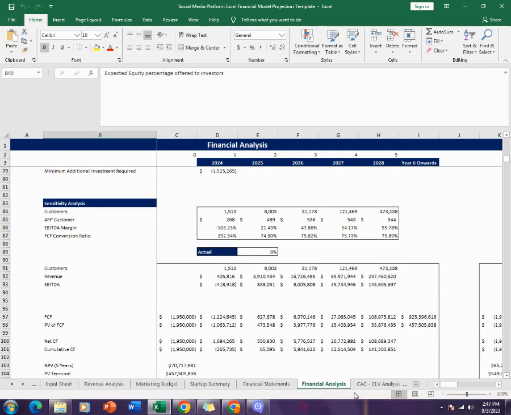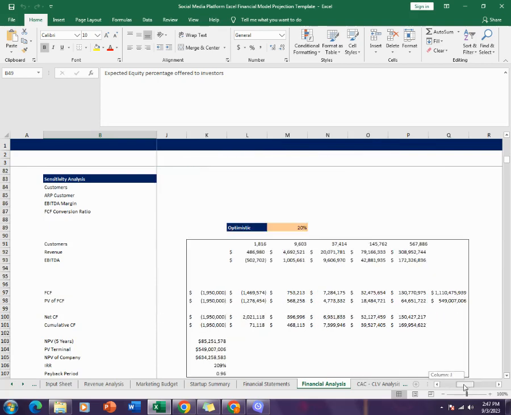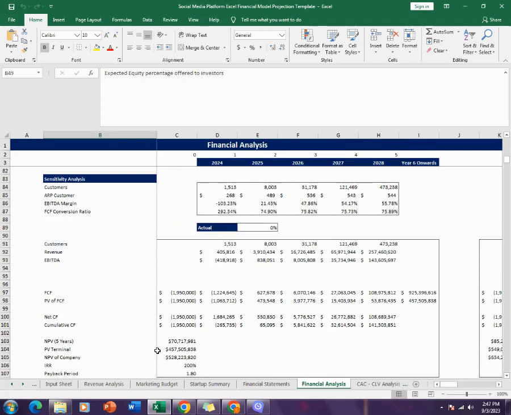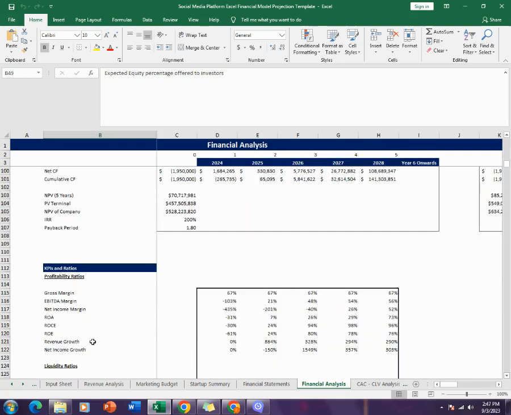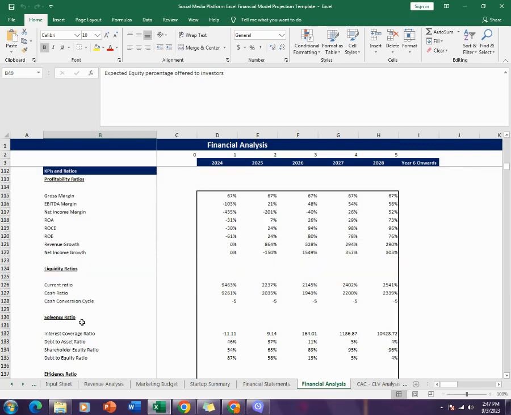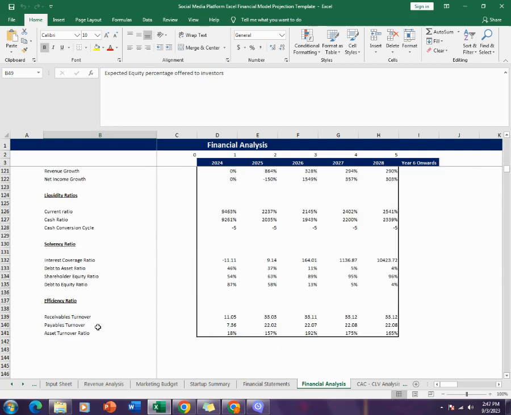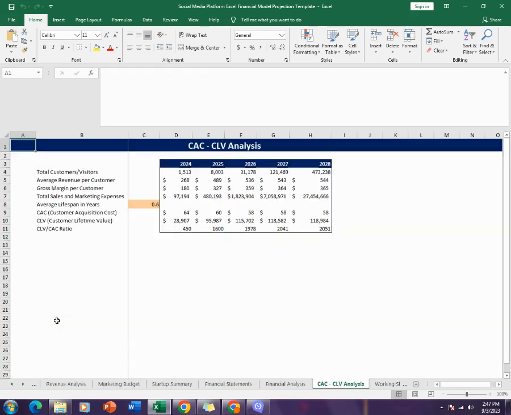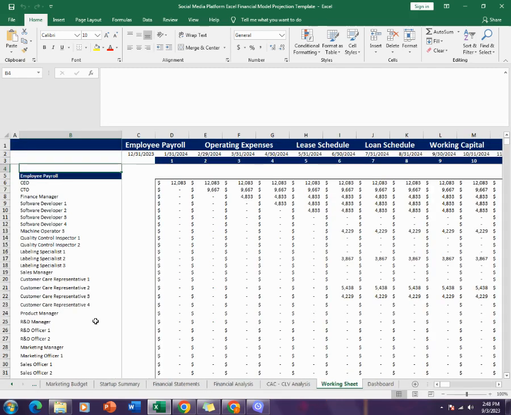Then comes the sensitivity analysis, which gives you the sensitivity on actual, optimistic and pessimistic cases of the company. And then comes the KPIs and ratios. It also gives you the payback period as well. It also gives you the KPIs and ratios of the company, that are profitability ratios, liquidity ratios, solvency ratios, efficiency ratios, and others. Then comes the CAC and CLV analysis. This tells you about the customer acquisition cost and customer lifetime value of the company for the next 5 years.